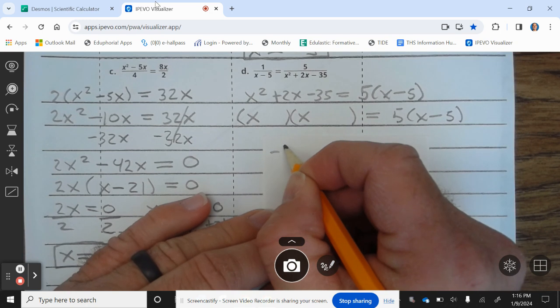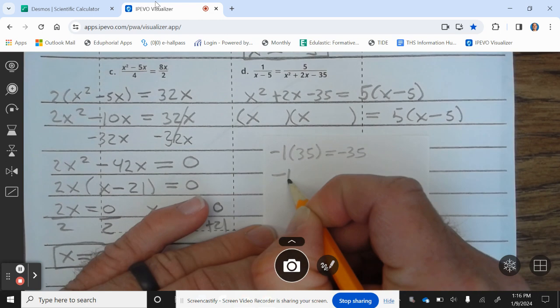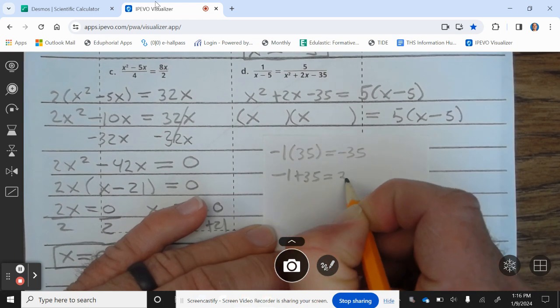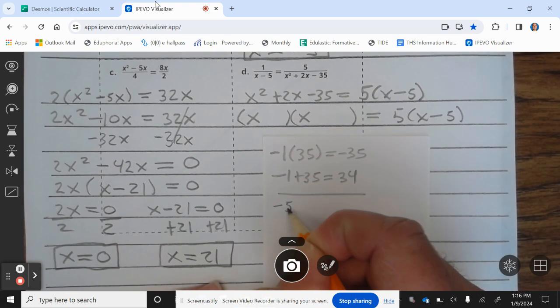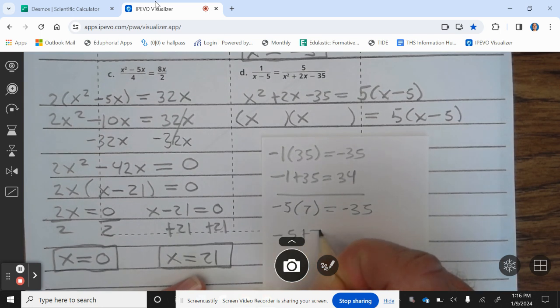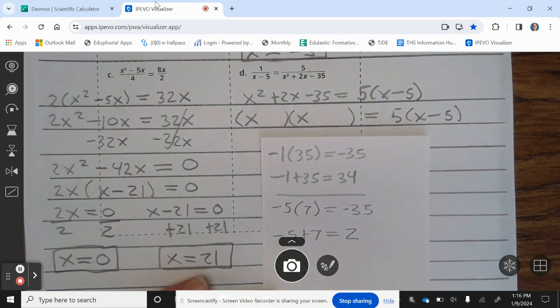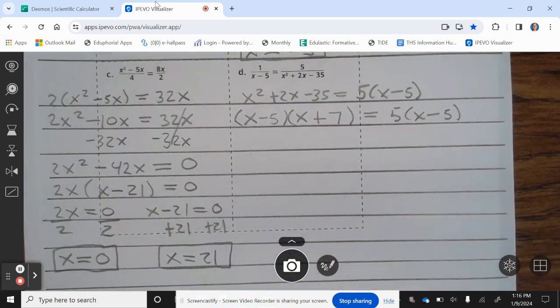So negative 1 times 35 is negative 35. Negative 1 plus 35 is 34. That doesn't work. Negative 2 doesn't work. Negative 3 doesn't work. Negative 4 doesn't work. Negative 5 times positive 7 is negative 35. Negative 5 plus 7 is 2. That works. So our factors are x minus 5, x plus 7.